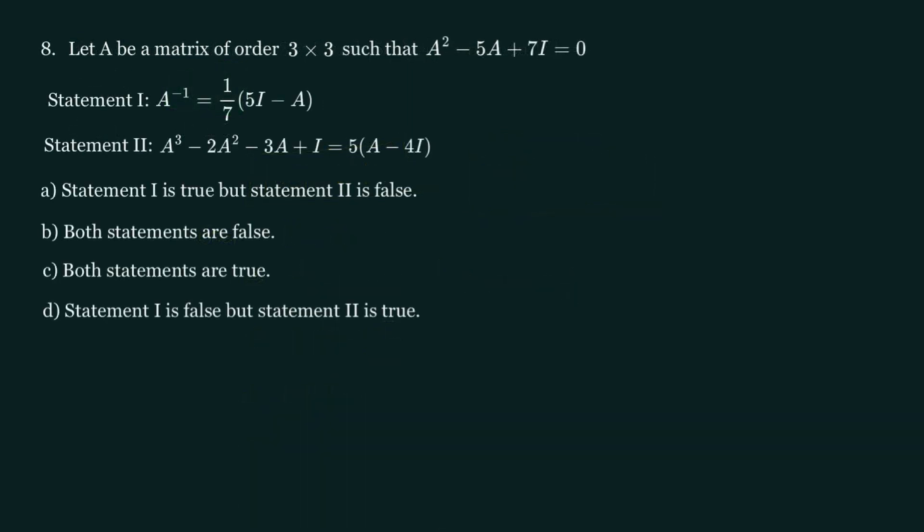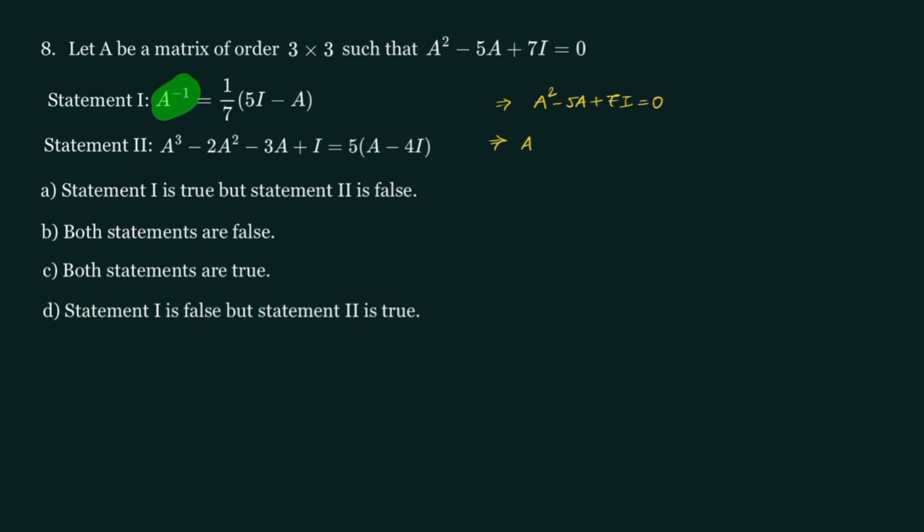Question number 8. Let A be a matrix of order 3 by 3 such that A square minus 5A plus 7I equals 0, where I means the identity matrix of order 3, and 0 is the zero matrix of order 3. There are two statements given. We have to check which one is true and which one is false. So we will start from the given equation. In statement 1, A inverse is given, so I need to find the value of A inverse using the given equation. For that, I will multiply this equation with A inverse on both sides.